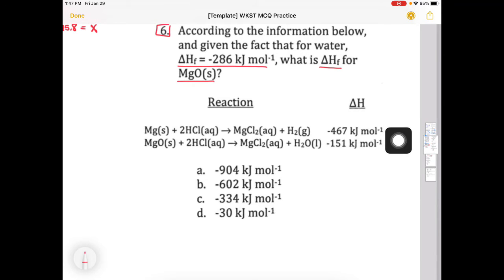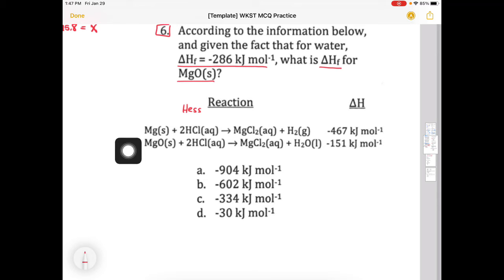delta H values. Okay, so because these are not formation reactions, they're just regular chemical equations and delta H's, this portion is a Hess's law portion. Okay, so basically we want to add these two reactions together appropriately to cancel some stuff out and adjust our delta H accordingly. So what I would do here, because in the first reaction I have two hydrochloric acid solutions on the left and a magnesium chloride solution on the right. In the second equation, I have that as well.